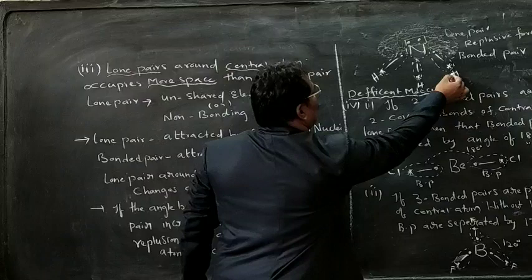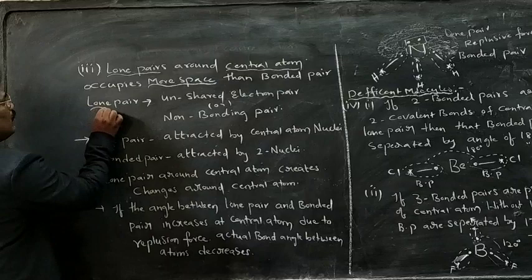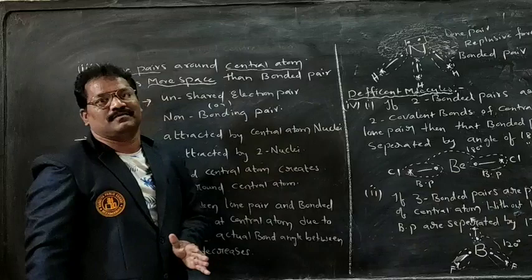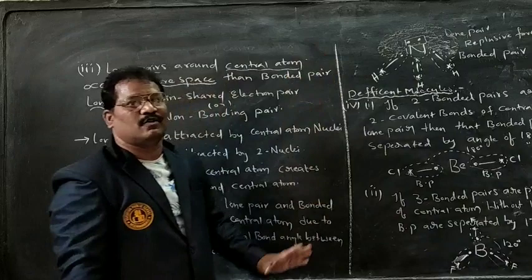Coming to what is called a lone pair. A lone pair is nothing but what? Unshared electron pairs, we can call it. They are not shared by any other atom. They exist linked with the central atom only. Or non-bonding pair, we can also call them.